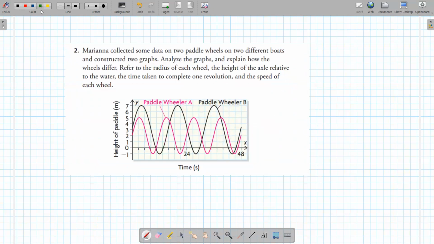So we have two sinusoidal functions here. We have A and B. What are they asking us? Refer to the radius of each wheel and the height of the axle, the time taken to complete one revolution, and the speed of each wheel. Cool. Let's look at the red one. Paddle wheeler A. What is the period?